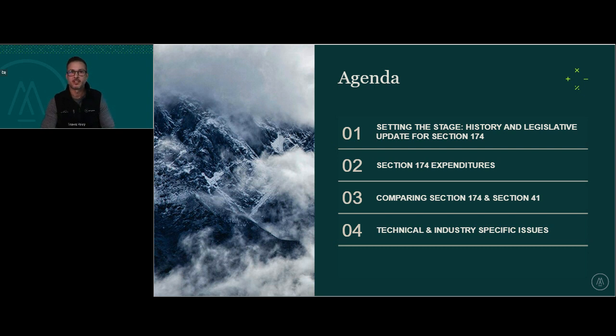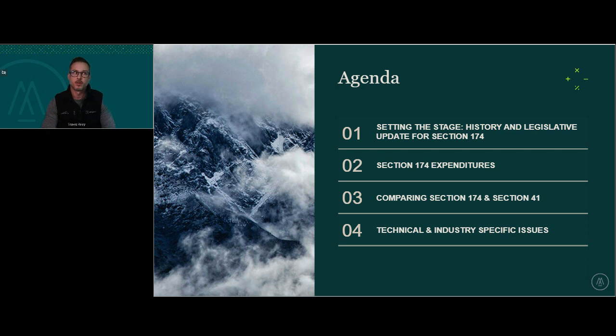So we realize this is a very technical area of the tax code. We're going to start off at a high level, then we're going to get into some of the details, but we won't have time to cover every single issue around this topic. There's just too many of them. And so I also wanted to note that the way the rules apply can be very different from company to company.